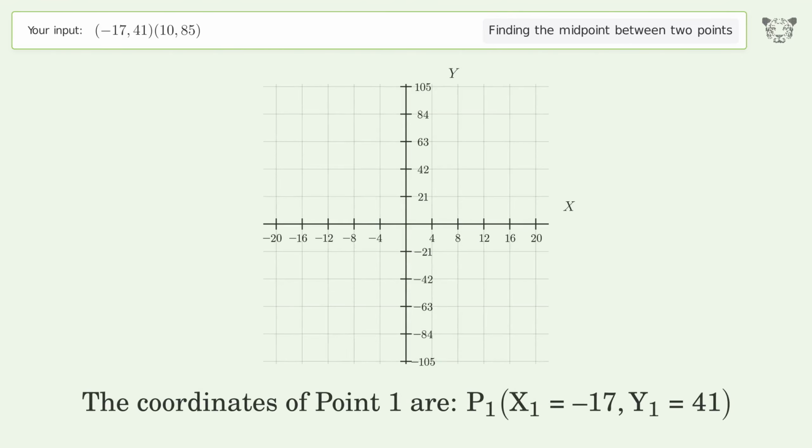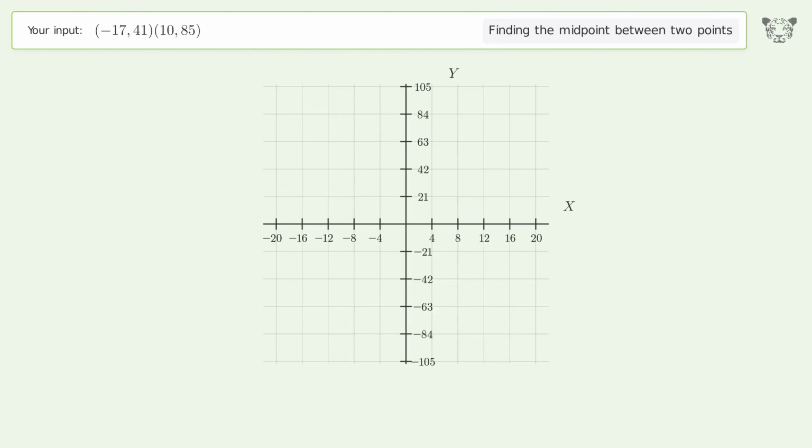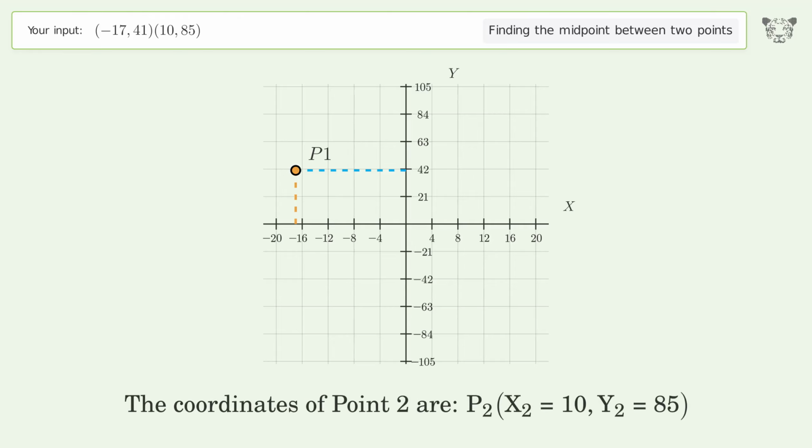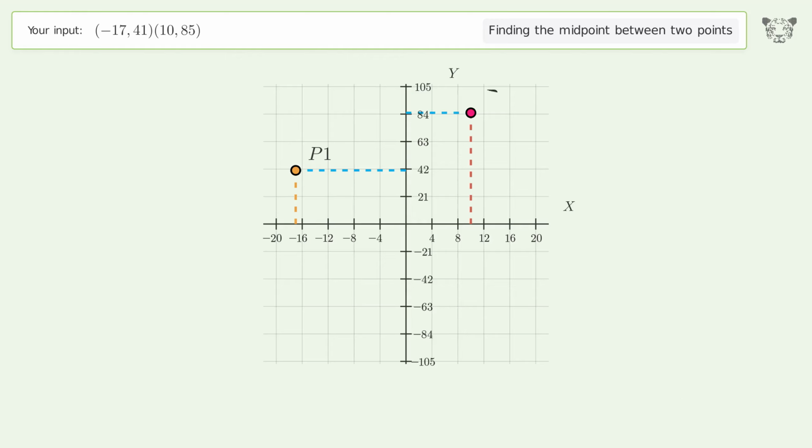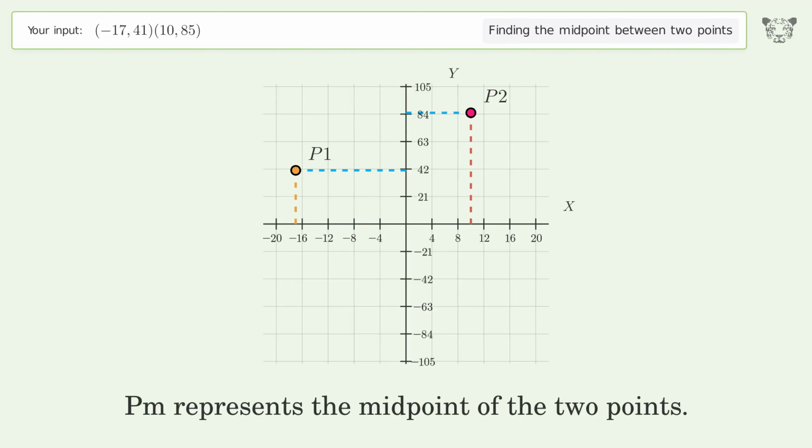The coordinates of point 1 are, x1 equals negative 17, y1 equals 41. The coordinates of point 2 are, x2 equals 10, y2 equals 85. PM represents the midpoint of the 2 points.